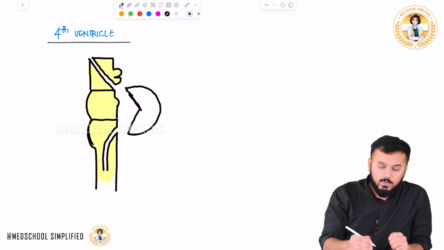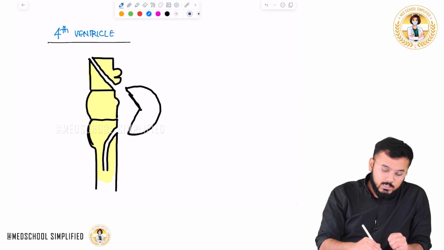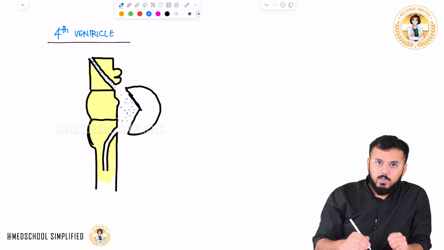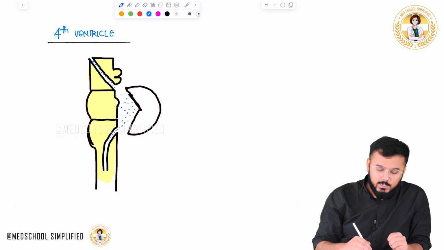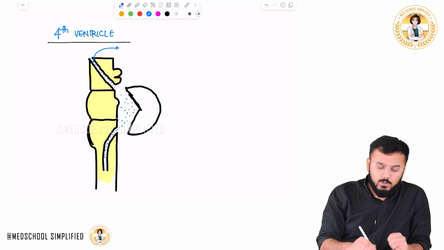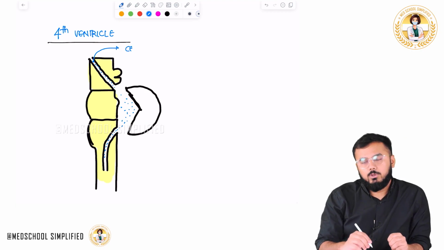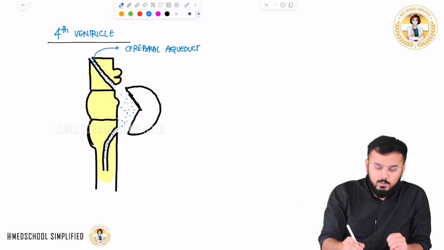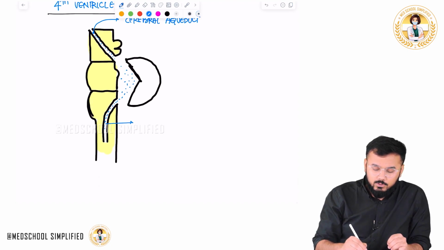Now if you can see here, how does this CSF flow? CSF will first enter into your cerebral aqueduct like this. From the cerebral aqueduct, and this entire part is your fourth ventricle, the CSF will flow into the fourth ventricle, and from there the CSF will enter into the central canal. So this one over here is called your cerebral aqueduct, or the other name given is aqueduct of Sylvius. And after that this one over here is called your central canal.